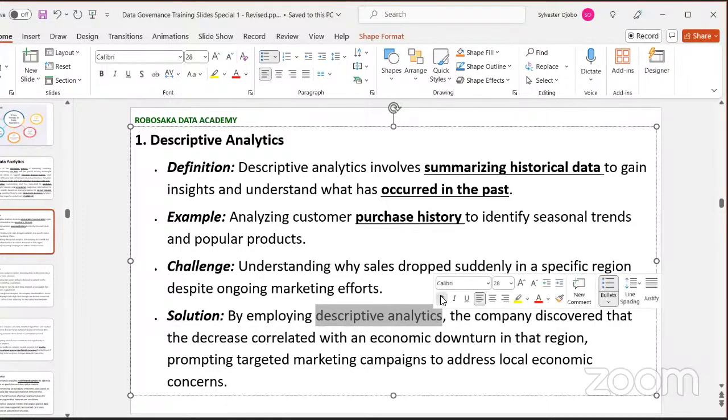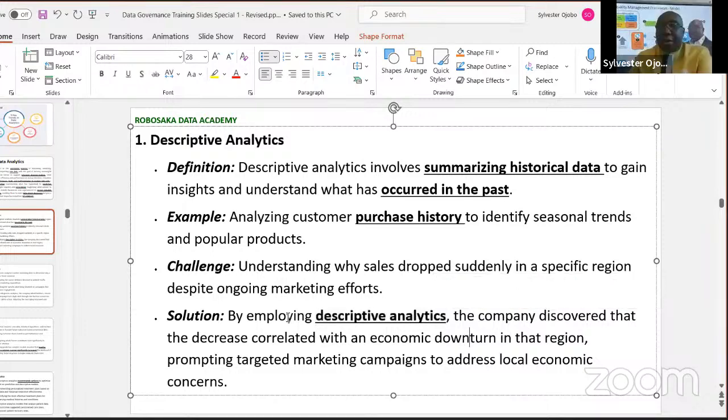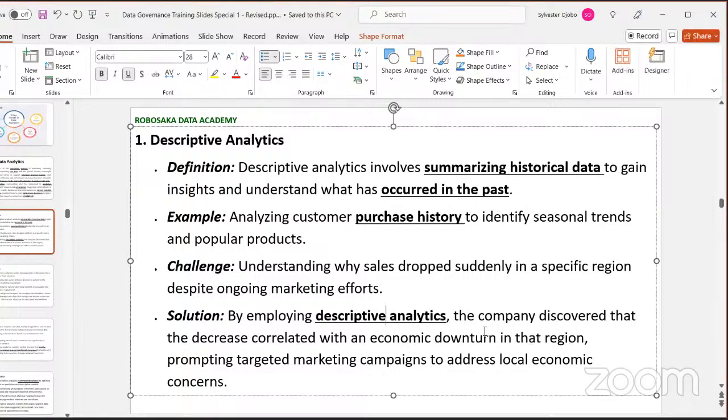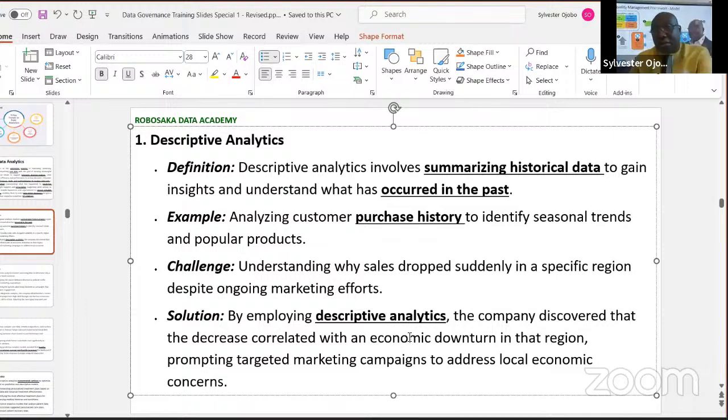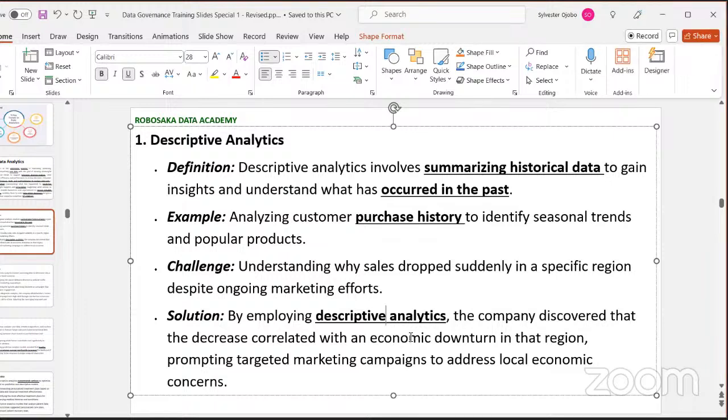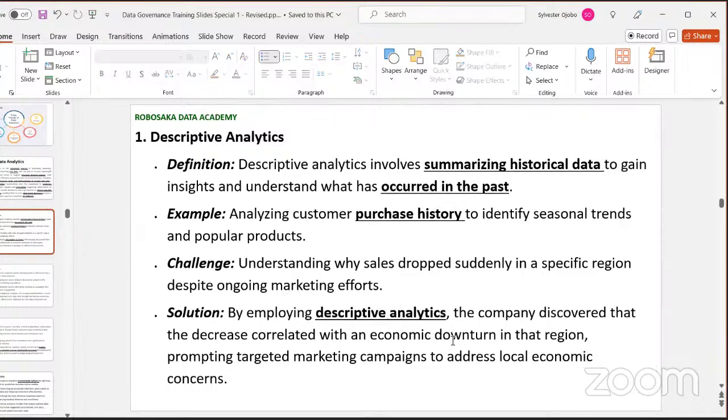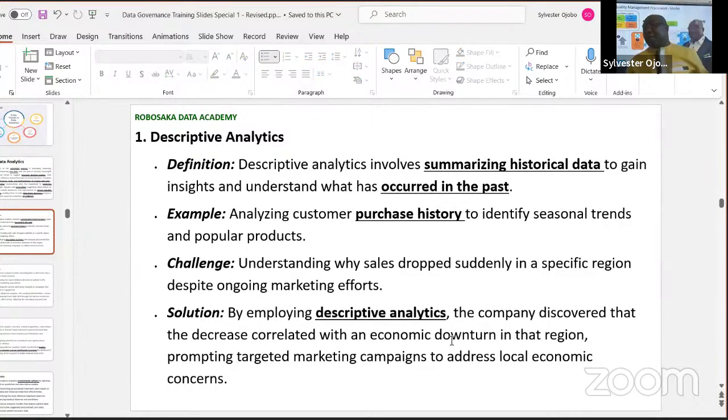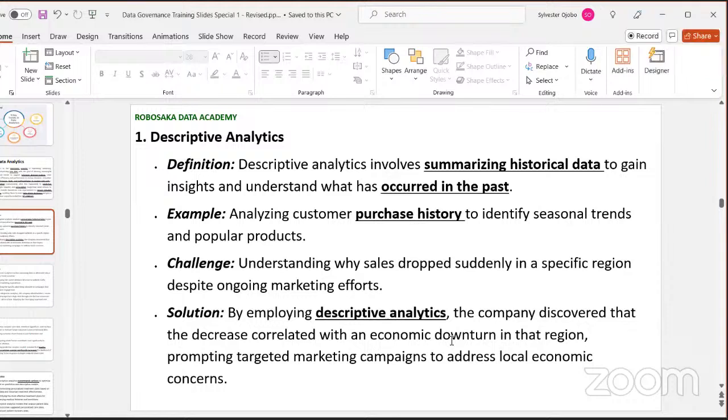Descriptive analytics. When you employ descriptive analytics, you have to describe what has happened, what has occurred. The company discovered that the decrease correlated with an economic downturn in that region. So what caused the economic downturn? It could be COVID. It could be anything. It could be inflation, or fuel subsidy removal.